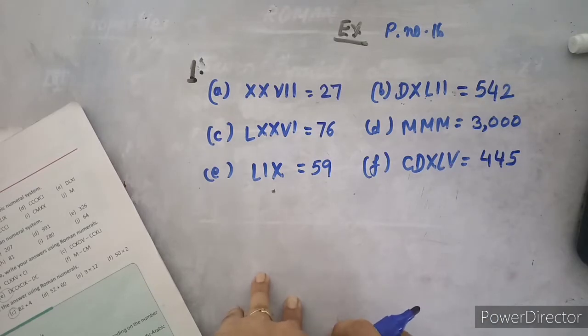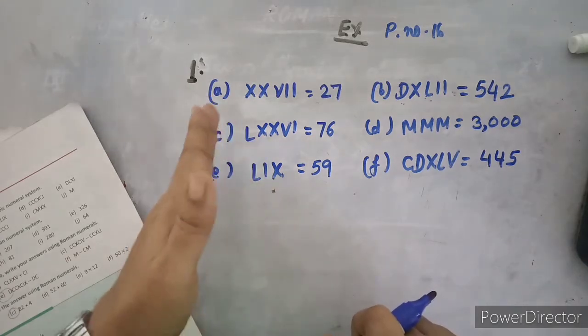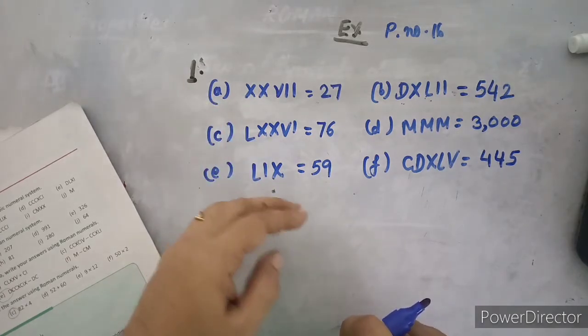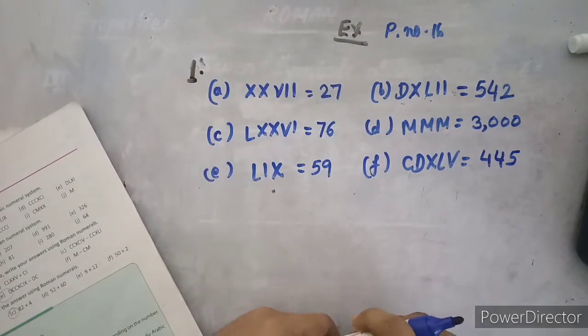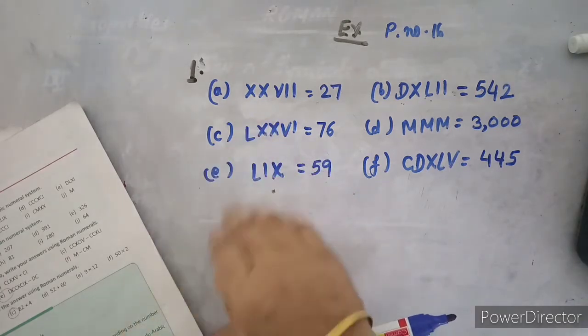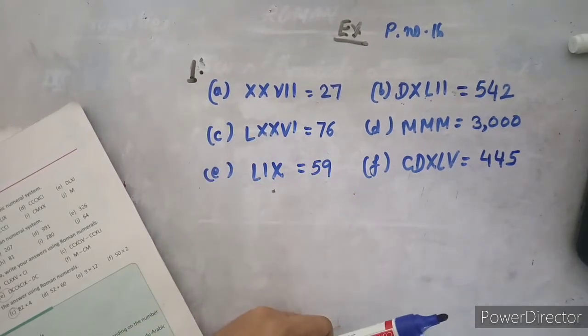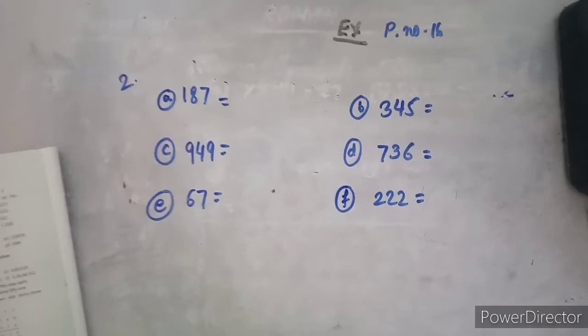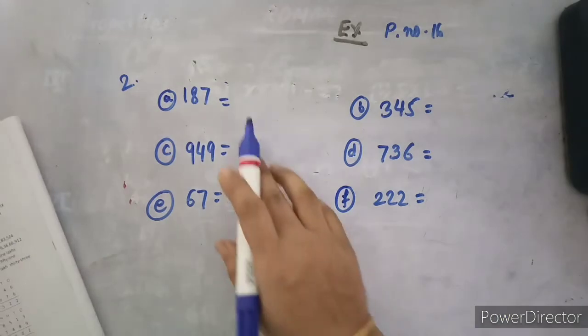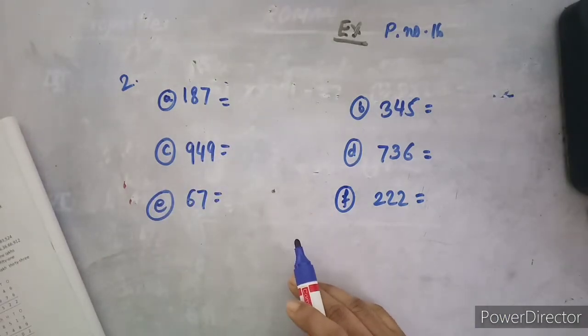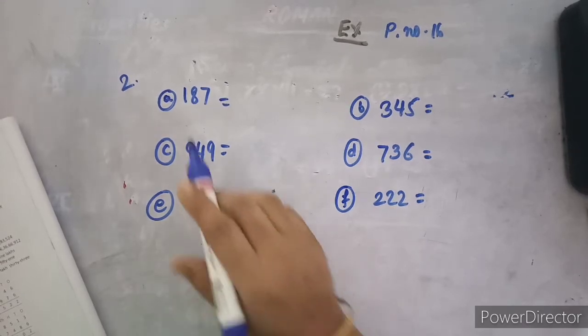Okay, so just like that you have to write the numbers if you are given the Roman numerals, and if you are given a Hindu Arabic numeral, you have to convert it into Roman numeral. Okay, so now the first question is from Roman numerals to Hindu Arabic numeral. Okay, so write down this. Now we will go for the second question. Now in the second question, you are given a Hindu Arabic numeral, you have to write it in Roman numeral.